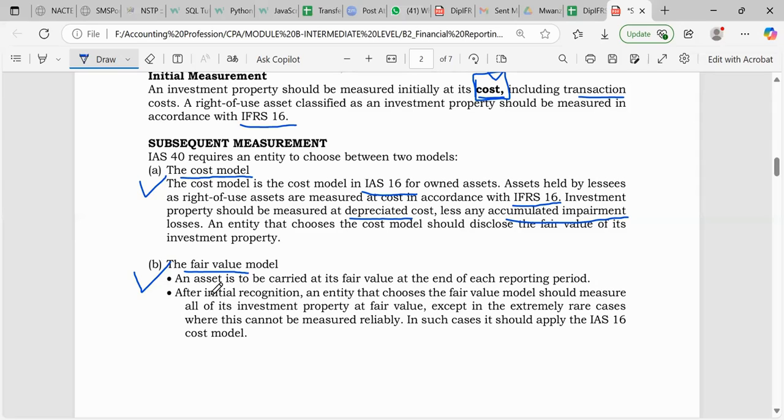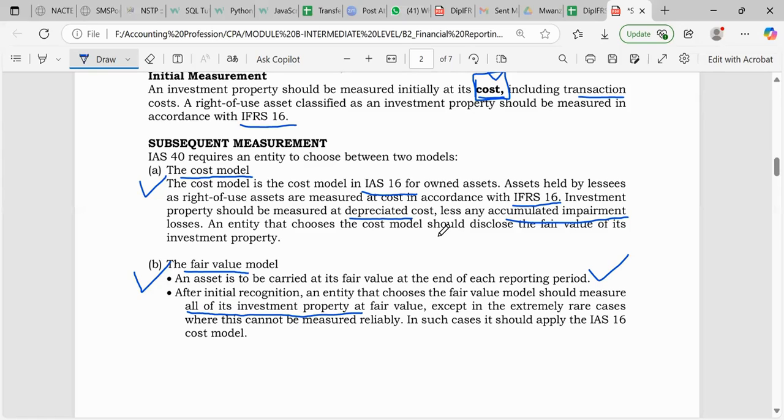Yes. And so here you can see an asset, as I've told you, should be revalued at the end of each year. It's fine even for IAS 16. After initial recognition, an entity that chooses the fair value model should measure all of its investment property at fair value. This too is obvious. You remember, in IAS 16, we said that if you revalue one item, the whole class to which the item belongs should be revalued to avoid selective revaluation, right?